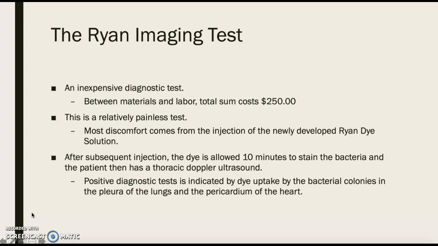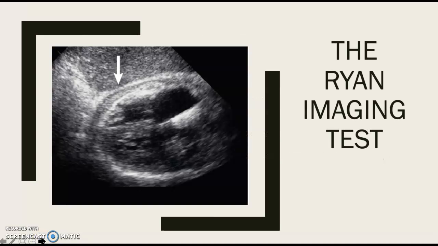After the patient has been injected with the dye, 10 minutes pass in order to stain the bacterial colonies, and the patient will subsequently get a thoracic Doppler ultrasound. A positive diagnostic test is indicated by dye uptake by the bacterial colonies in the pleura of the lungs and the pericardium of the heart. Here we can see some dye uptake in the pericardium of the heart as the arrow points to it.